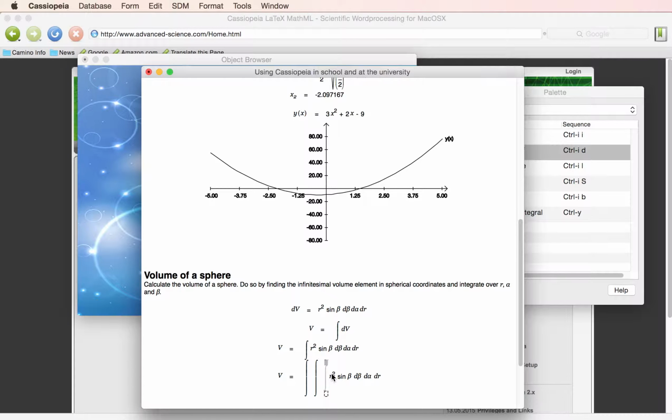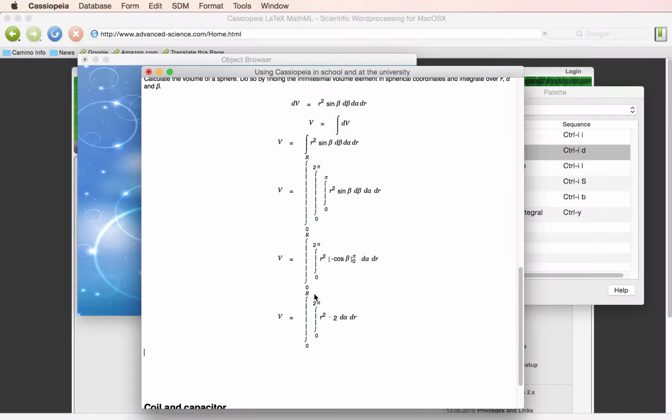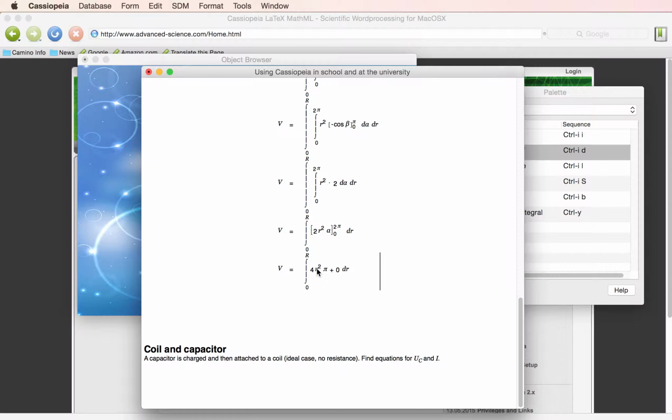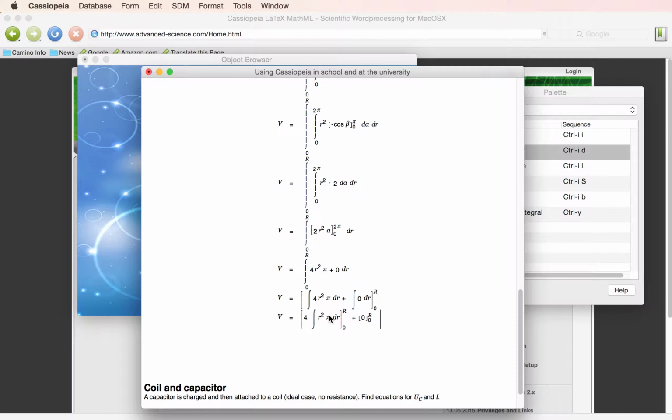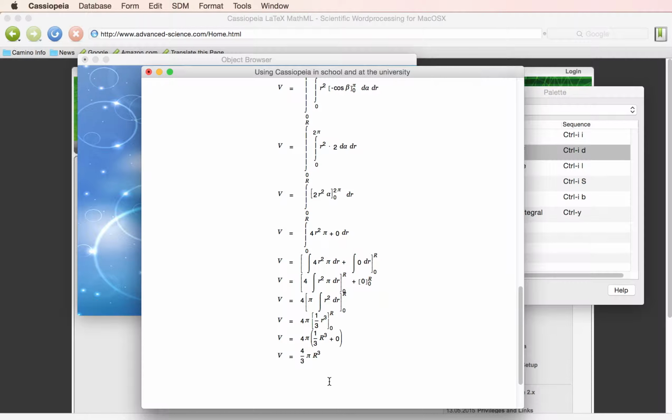Integration limit for beta is pi. Next one, Control Y to upgrade. Integration limit for alpha is 0 to 2 pi. And the next one will be integrated from 0 to uppercase R. Okay, I'll double click until Cassiopeia has calculated the solution for us. Here we are, problem solved.